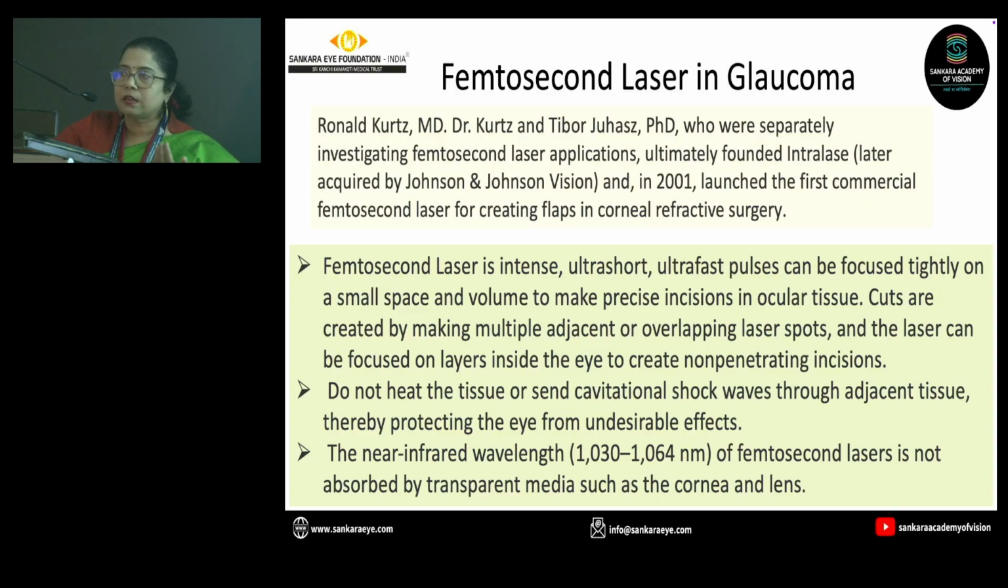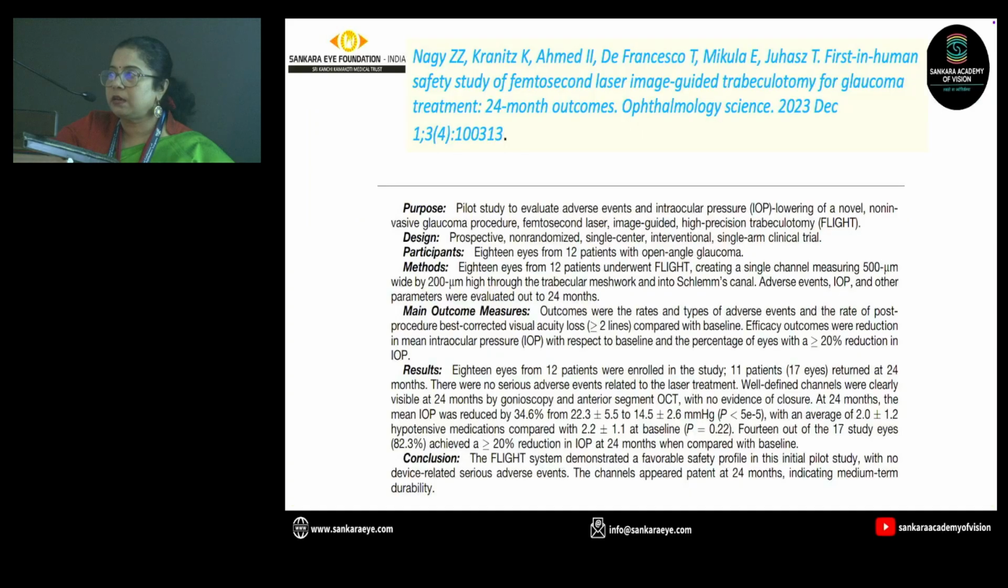Femtosecond laser, which our colleagues, refractive surgeons, love. This also has been used in glaucoma. So you all know, the beauty of femtosecond is it does not heat the tissue, or send any kind of cavitational shock waves. That is why it is safer in refractive surgery. It's basically a near infrared wavelength which is used, so it is not absorbed by any transparent media.